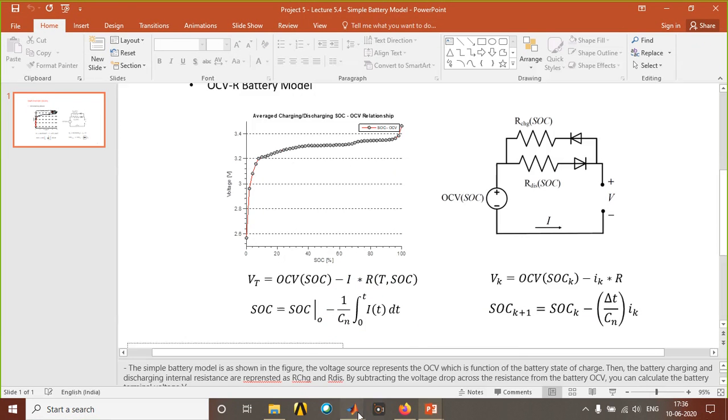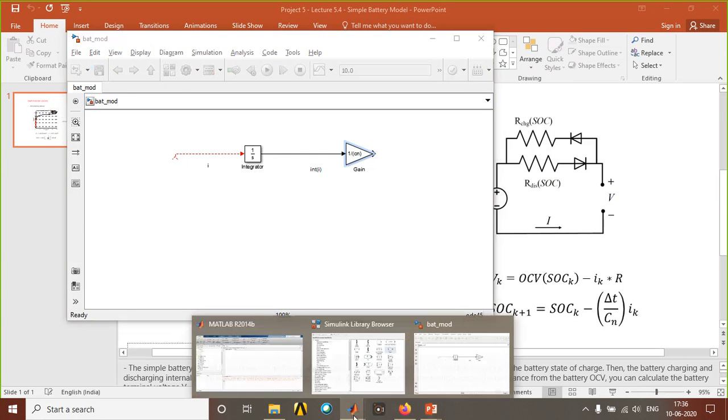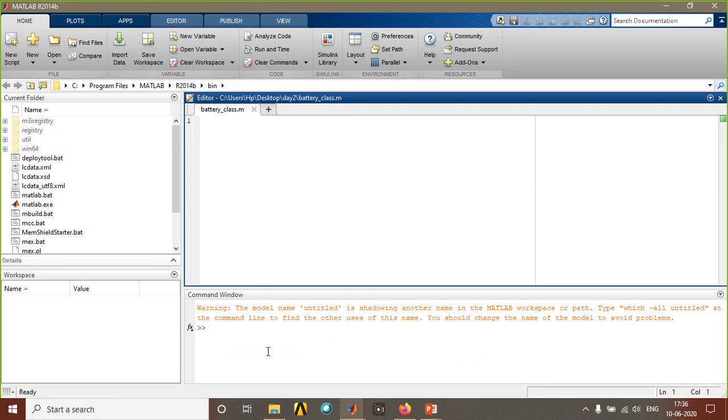Next, guys, please listen very, very carefully. I am just saving this. Now I am going for my MATLAB script. Why MATLAB script? Only from the MATLAB script I am going to bring in some data. The data to represent current, battery behavior, SOC, everything. So how to bring in that?